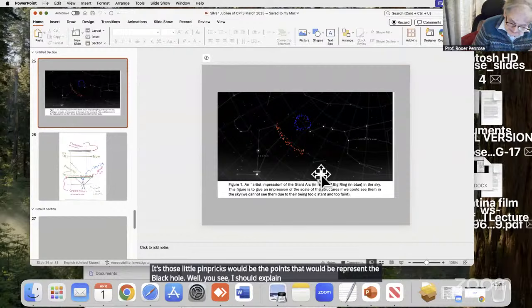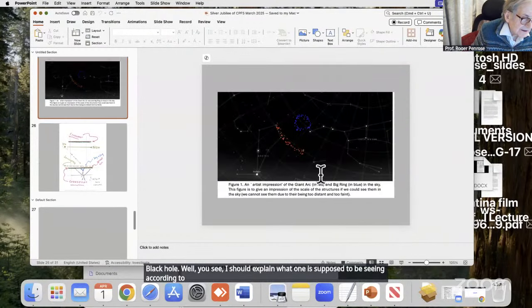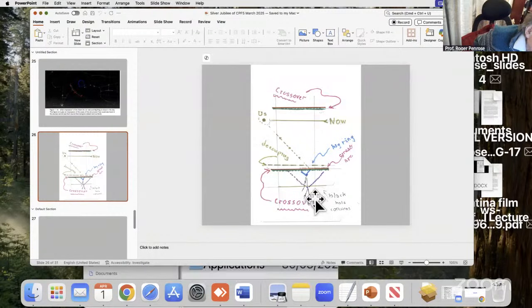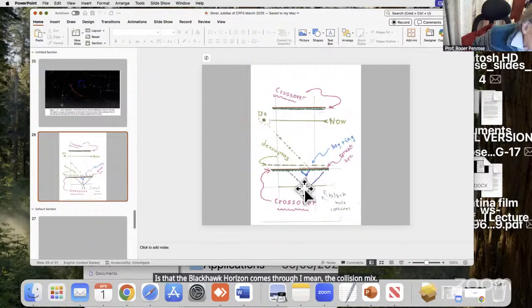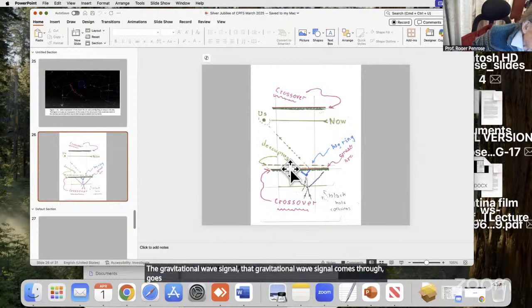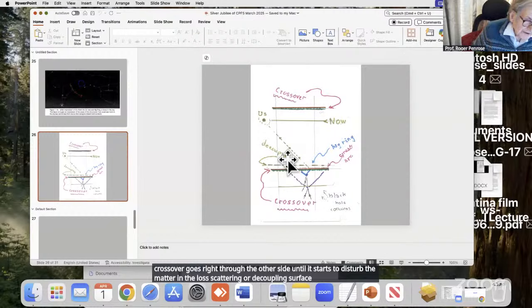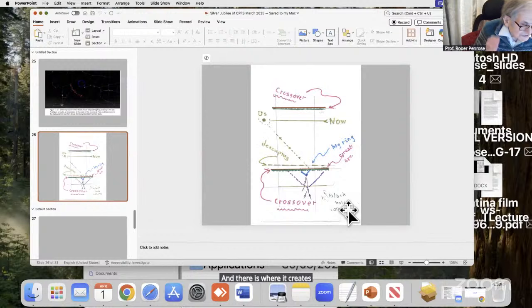Well, you see, I should explain. What one is supposed to be seeing, according to the picture I have here, is that the black hole collision comes through, the collision makes a gravitational wave signal. That gravitational wave signal comes through, goes straight through the crossover, pays pretty well no attention to the crossover, goes right through the other side until it starts to disturb the matter in the last scattering or decoupling surface. And there is where it creates enough disturbance to trigger off the condensation of a galaxy.